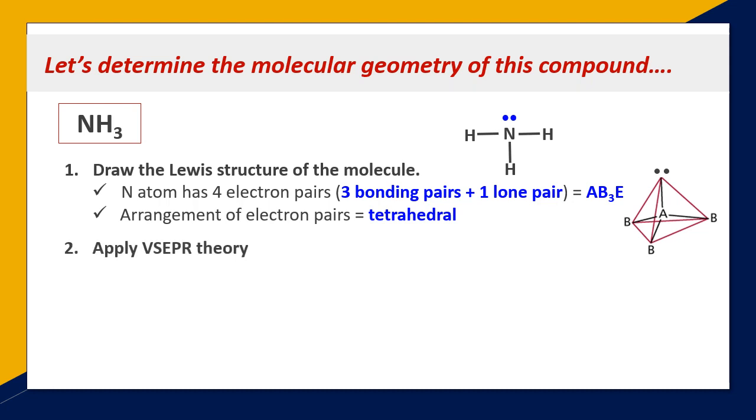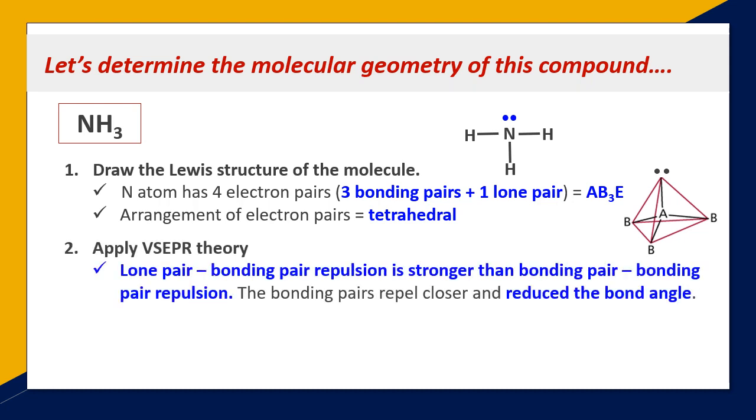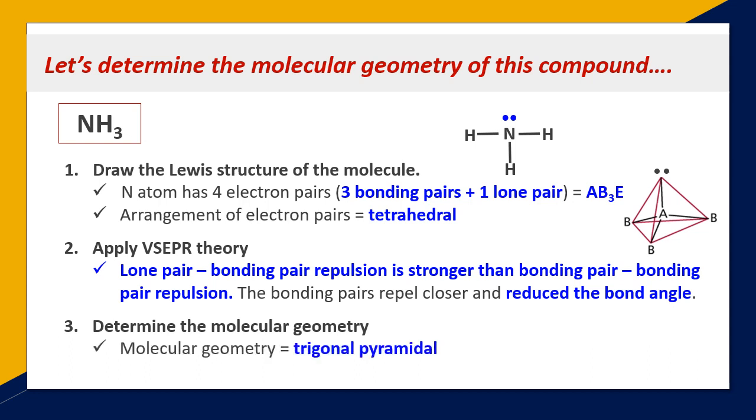When applying the VSEPR theory, the lone pair-bonding pair repulsion is stronger than the bonding pair repulsion. Therefore, the bonding pairs will be pushed closer together, reducing the bond angle. And finally, we can determine the molecular geometry of ammonia. The molecular geometry is trigonal pyramidal, with a bond angle of less than 109.5 degrees.